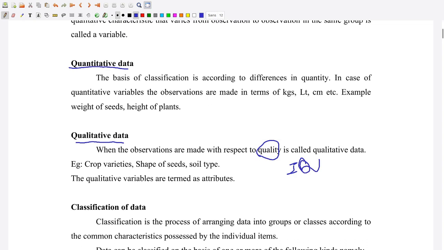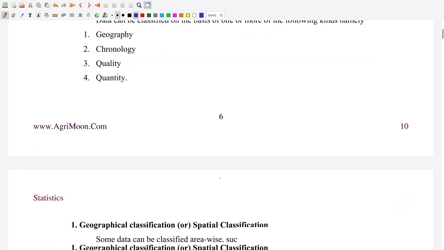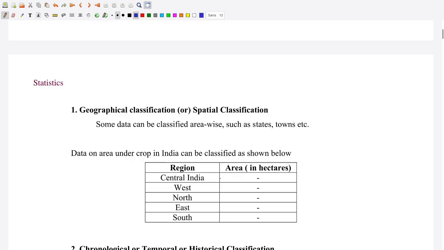And quantitative data is what you can measure. For example, you can measure the height of plants, or the weight of seeds. These also have certain measurements, right? Height would be measured in centimeters, meters, or whatever units of length you like. Weight would be measured in kilograms, etc. So this is the kind of data that we have studied already, right?